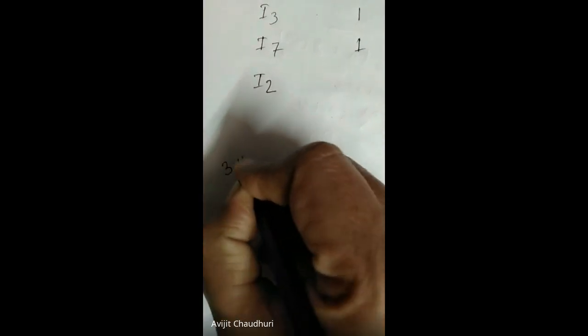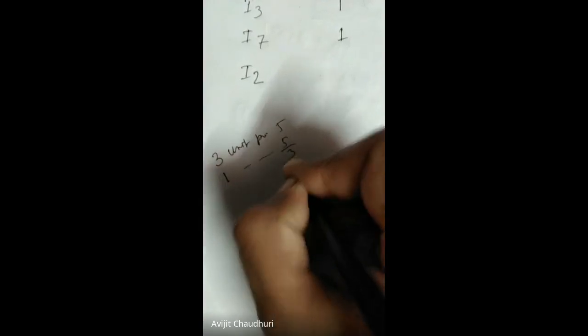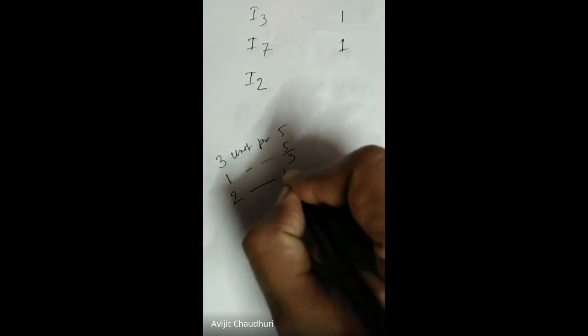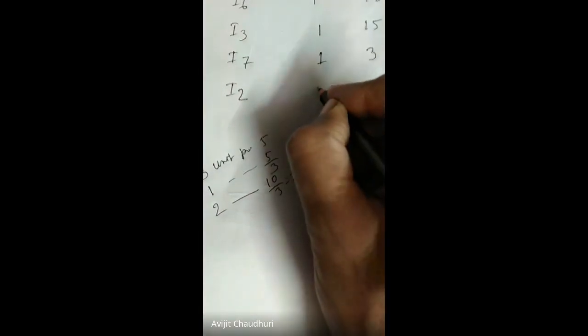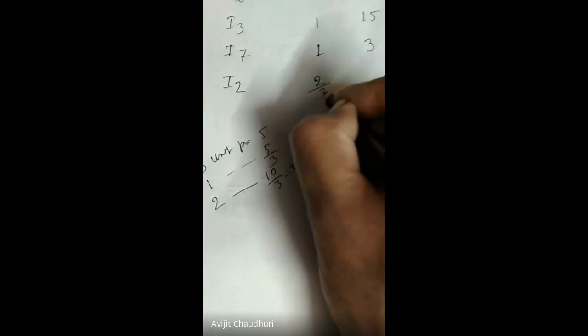If we can take 3 units, profit will be 5. If we take 1 unit, profit will be 5 by 3. If we take 2 units, then 10 by 3 is equal to 3.33. So 2 by 3 of the unit can be taken. Profit is 3. What will be the total value? Calculate this one.